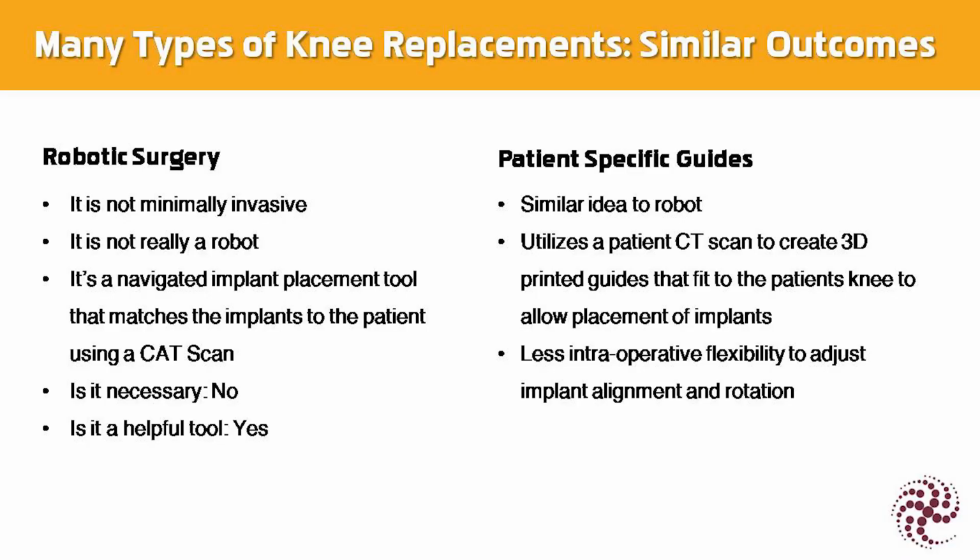There's also the option of using patient-specific guides, and this is a similar idea to the robot as it utilizes a preoperative CT scan to create 3D printed guides that fit to the patient's knee and allow placement of implants. There is less intraoperative flexibility to adjust implant alignment, but it can also provide a very successful knee replacement.